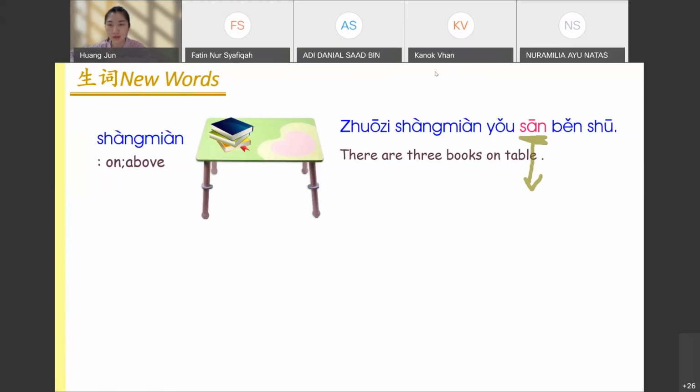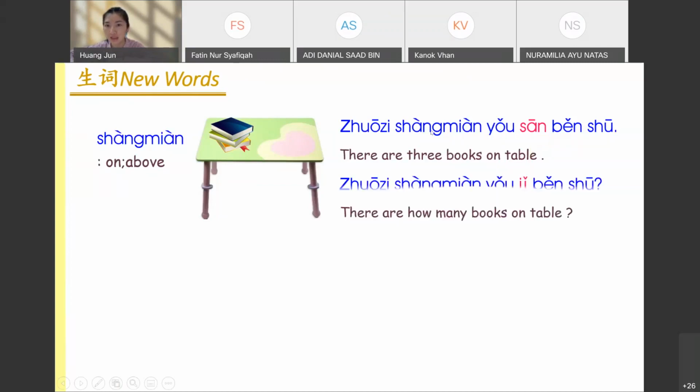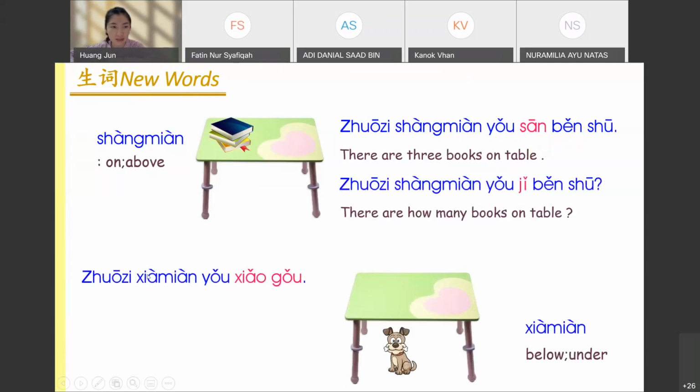三 means 3, so it's a number, so we will use 几 to ask the question. Then the other words we copy down. So the sentence we can use to ask is 桌子上面有几本书. Okay, on the table have how many books? Then another one, 下面 means under. So we can say the sentence 桌子下面有小狗.